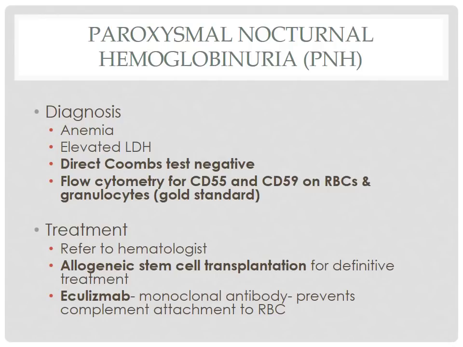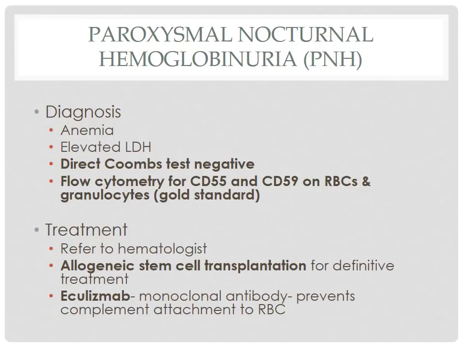The diagnosis of PNH is made based on finding an anemia, then finding elevated LDH, indicating that there's hemolysis. And then the ultimate diagnosis is done by both the Coombs test and flow cytometry. The direct Coombs test will test negative because this is an intrinsic cause of hemolysis. And the flow cytometry, which is the gold standard test, will show that there are CD55 and CD59 complements on the red blood cells and granulocytes.